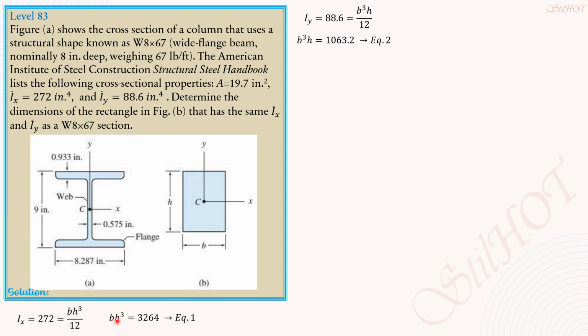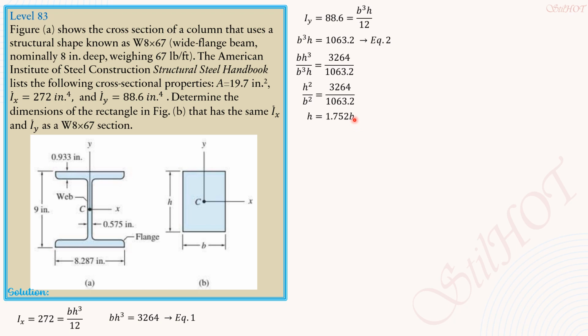We then divide equation 1 by equation 2. So bh cubed over b cubed h is equal to 3264 over 1063.2. Then this results to h squared over b squared equals 3264 over 1063.2. Extracting the square root so that we can establish the relationship between h and b. So h over b is equal to square root of 3264 over 1063.2. That's 1.752. So h therefore is 1.752 of b.